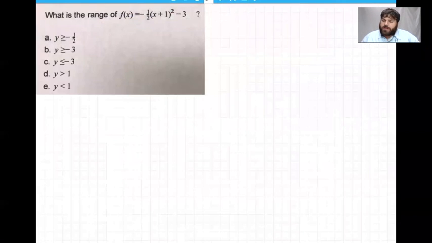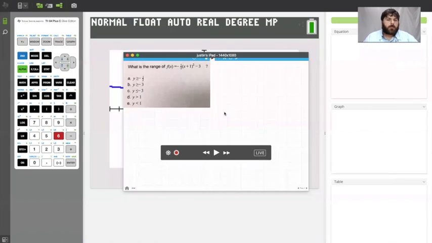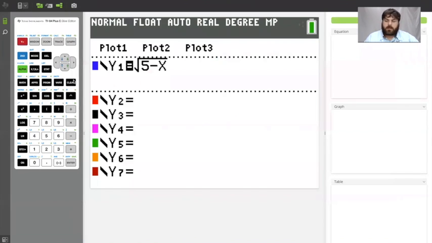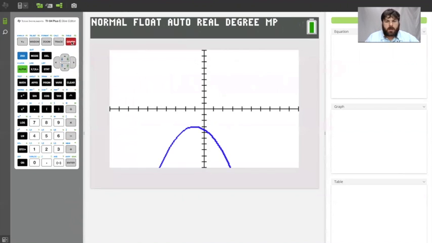All right, what is the range of f of x equals negative 1/2 times x plus 1 squared minus 3? Okay, so remember, domain and range, we can always graph these things. So let's look at this if we graph it. So negative 1/2 times parentheses x plus 1. We want to square that, and then we want to subtract 3.